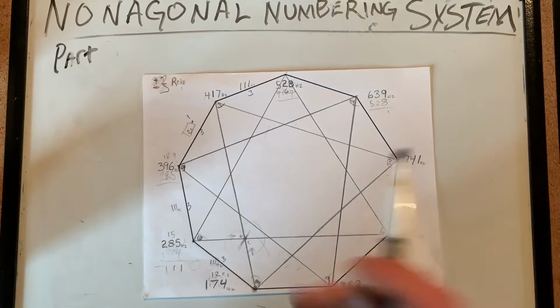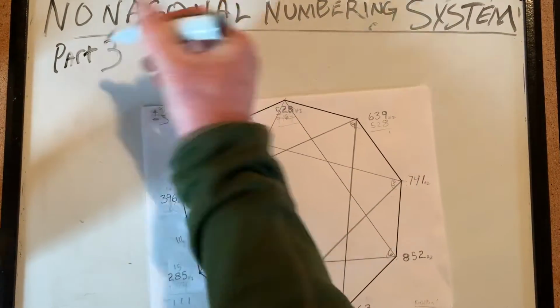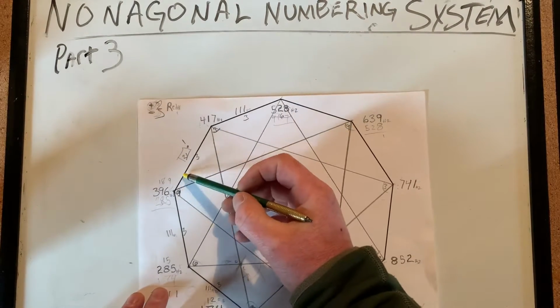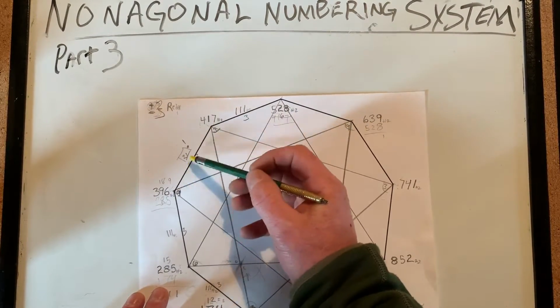All right, welcome back to the Nonagonal Numbering System. This is part 3. So where we left off was looking at the difference between the two, right?